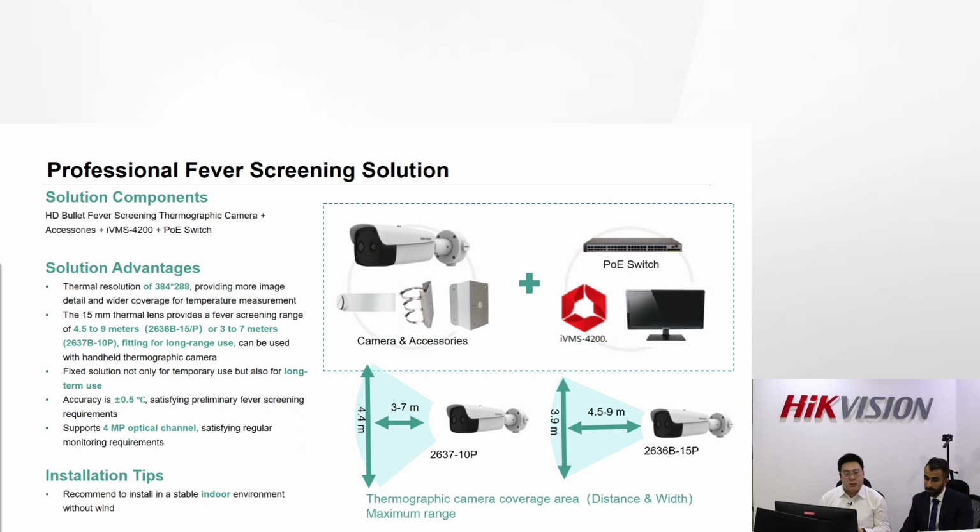And also, with the help of our 15 millimeters thermal lens, we can provide a fever screening range of 4.5 to 9 meters with the model 2636B-15P, as you can see on the screen. And we can reach a 3 to 7 meters range with the model 2637-10P. So you can see that it is very suitable for long range use. The accuracy of the two cameras can reach plus or minus 0.5 degrees Celsius, which can cover a large number of scenarios for fever screening requirements.